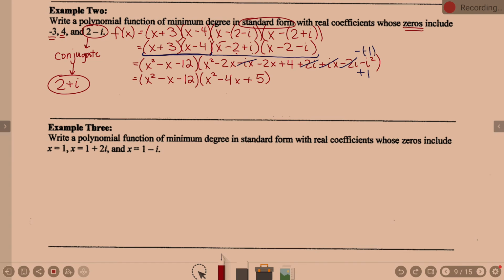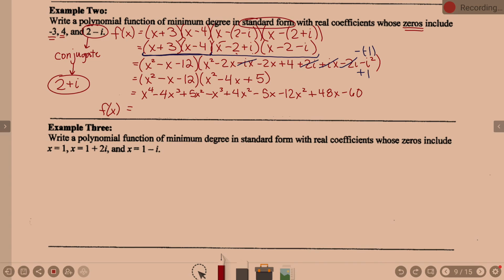Okay, I'm going to take x squared times everything in the parentheses. X to the 4th, minus 4x cubed, plus 5x squared. Then I'm distributing minus x. Minus x cubed, plus 4x squared, minus 5x. Then I'm distributing negative 12. Minus 12x squared, plus 48x, minus 12 times 5 is minus 60. One more.